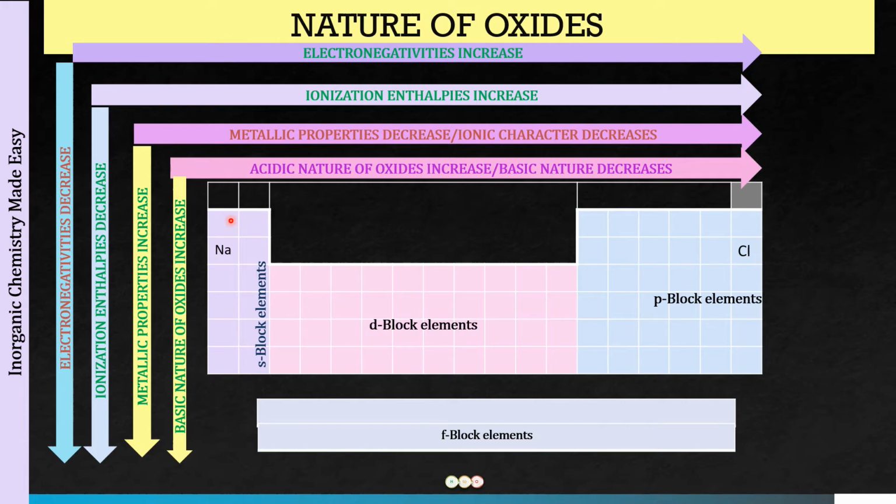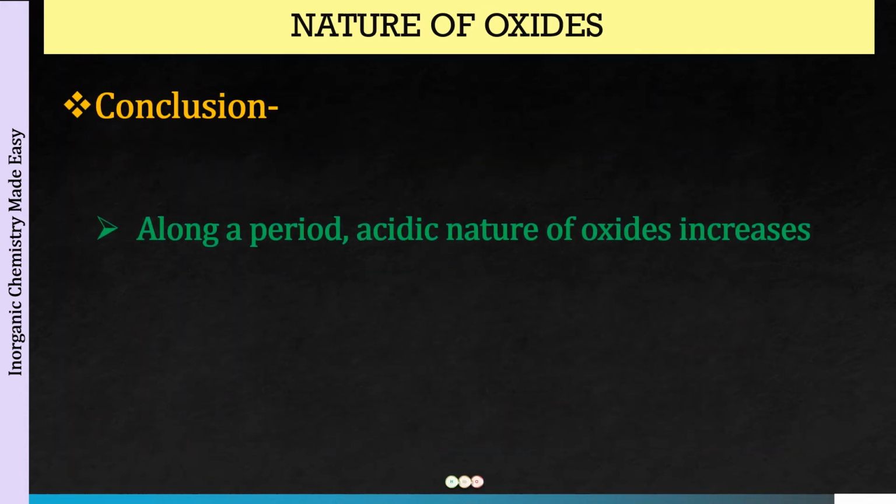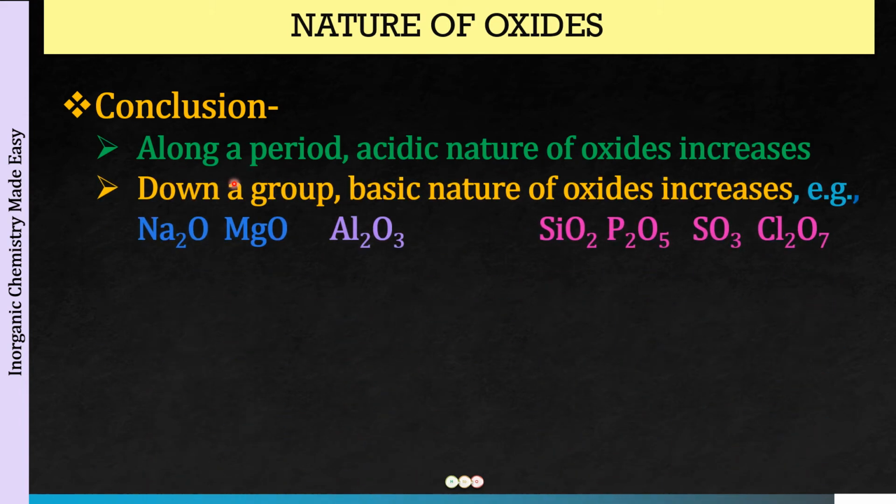Okay, so I hope now this is clear as far as the oxides are concerned, that when we move from left to right, the acidic nature is increasing, and when we are going down, the basic nature of the oxides is increasing. Clear? So from this, what we conclude is that along a period, the acidic nature of the oxides is increasing, and down the group, the basic nature of the oxides is increasing.